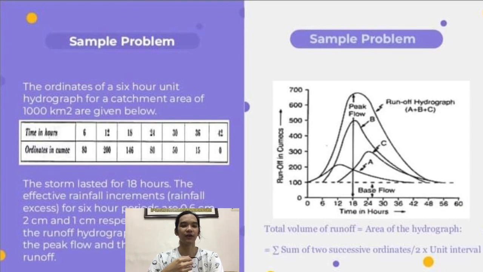Here is the graph of the given sample problem. The total volume of runoff equals the area of the hydrograph, equals the summation of the sum of two successive ordinates divided by 2, times the unit interval. That would be all.